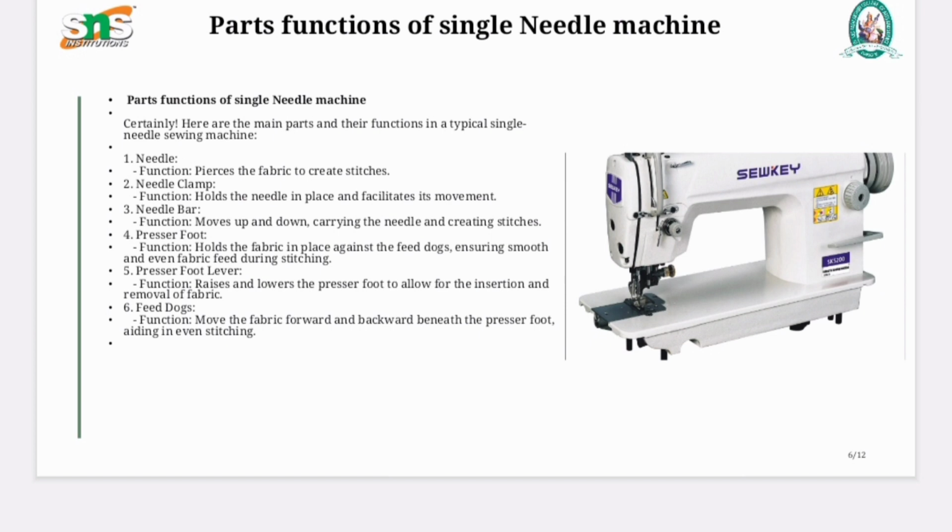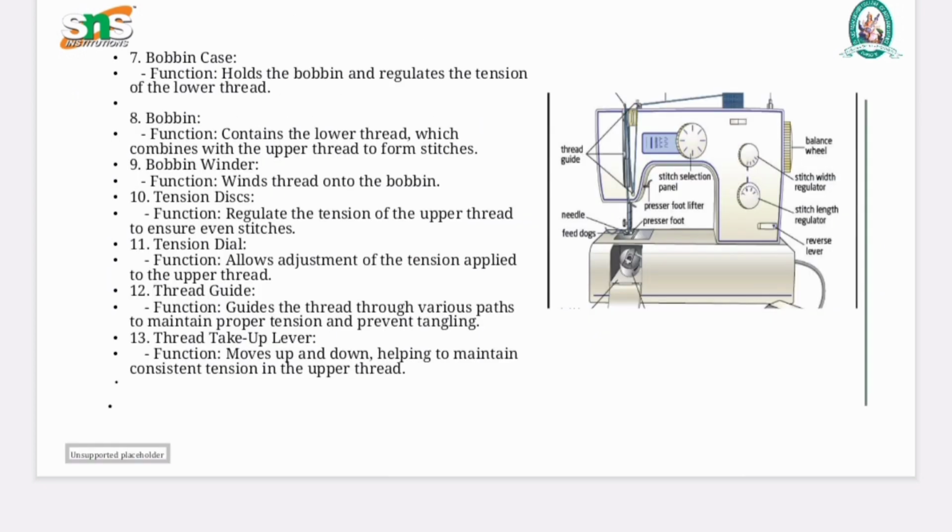Presser foot lever: raises and lowers the presser foot to allow for the insertion and removal of fabric. Feed dogs: move the fabric forward and backward beneath the presser foot, aiding in even stitching. Bobbin case: holds the bobbin and regulates the tension of the lower thread. Bobbin: contains the lower thread, which combines with the upper thread to form stitches.